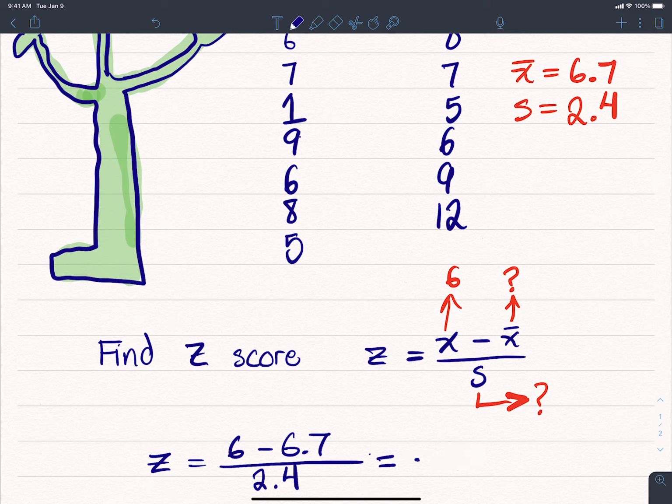Now, what do we say about our z-score? We always want 2 decimal points. I'm just going to emphasize that by putting the 0 in the beginning: minus 0.29. And that is our alien's z-score.